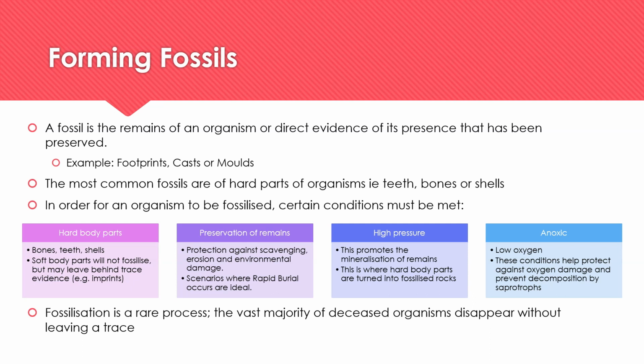They may leave behind trace evidence, like an imprint, but they're not going to get fossilized the same way a bone would. Those remains need to be protected in some way. They can't be scavenged, they can't be eroded, they can't be damaged by other aspects of the environment. So anything where some rapid burial occurs, like a landslide, provides the ideal sorts of conditions. It's also why you see a lot of marine fossils, because when things die underwater, they very quickly fall to the bottom and get covered with sand, and they're protected in that. You also need high pressure, and this can come from layers of sediment being laid down over time and building up, creating pressure.